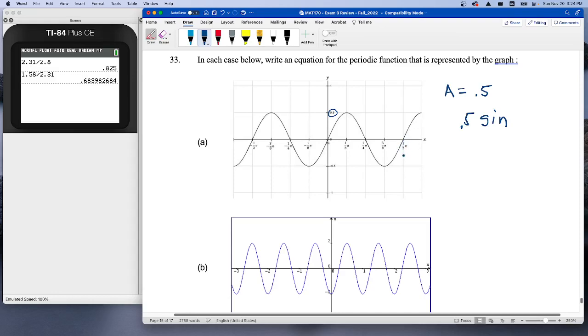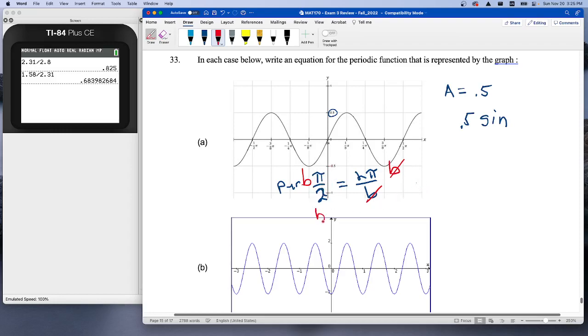It's got a period of pi over 2. And remember, the period is equal to 2 pi over b. You'd also say that b is equal to 2 pi over the period, which is where I get to, but I just remember it this way, multiply by b, and then divide by pi over 2, or multiply by the reciprocal.